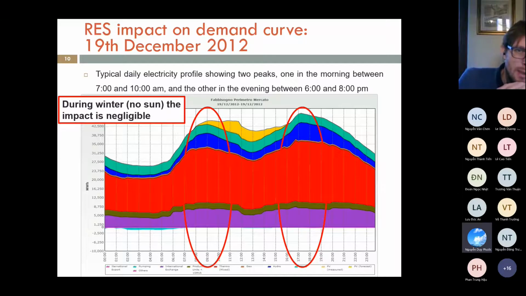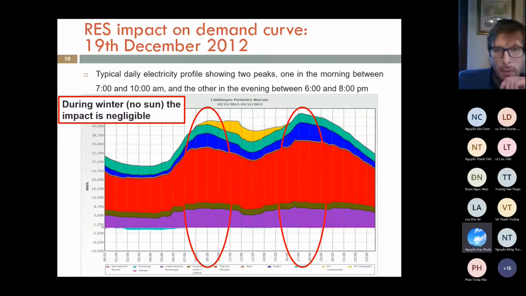So the first issue we have to face is the RES impact on the demand curve. Okay. So basically, if you consider to have RES and you consider the residual demand, okay, so the demand of the loads without considering the generation from RES, it is interesting to see that basically the RES can impact the demand curve. Okay. For instance, during winter, no sun, the impact is negligible. Okay.